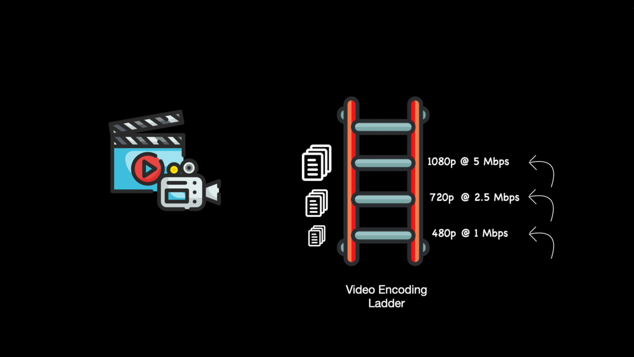So what is an encoding ladder? Essentially, it's a set of video streams, each encoded at different resolutions and bitrates. Why? Because users have different internet speeds. You don't want someone with a slow connection buffering, while someone with a fast connection gets a nice crisp video.